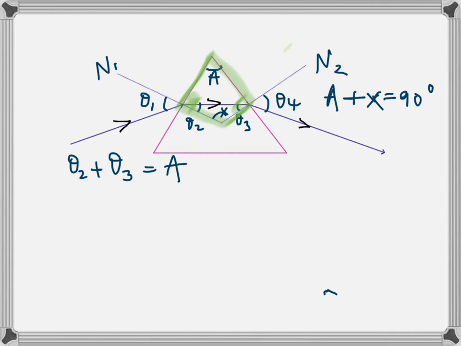Total is 360 and those two are 90 each, 180. So what gives A plus X is what? A plus X is what? 180, sorry. A plus X is 180.